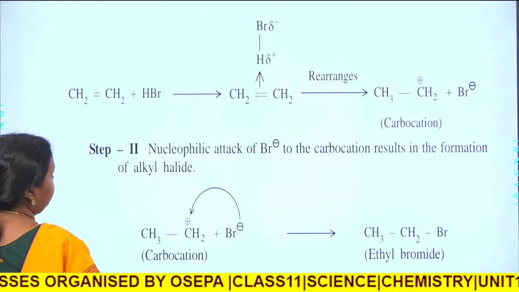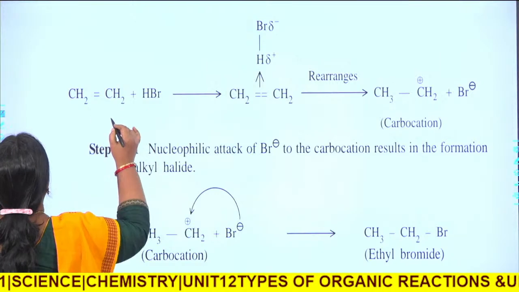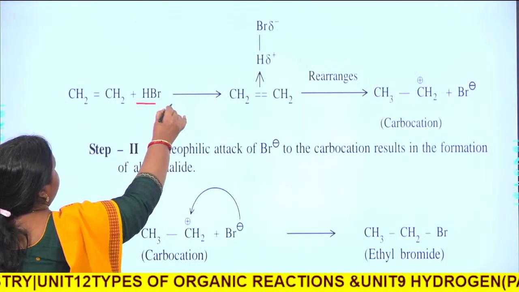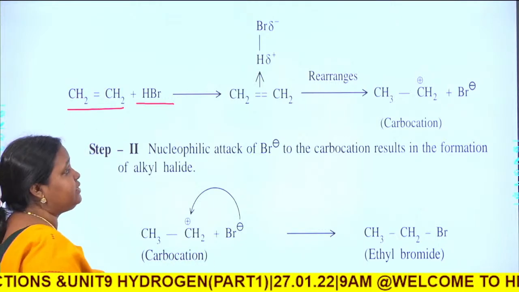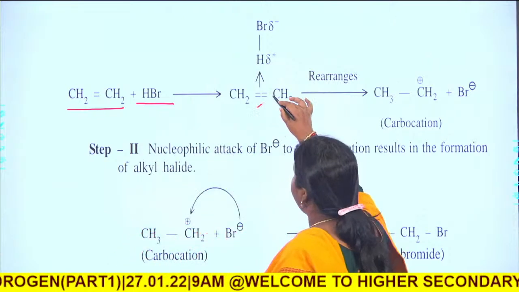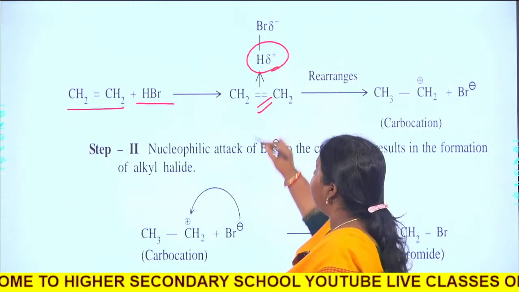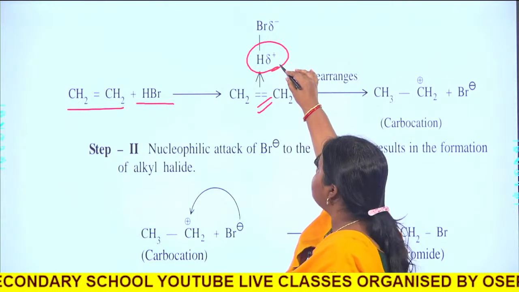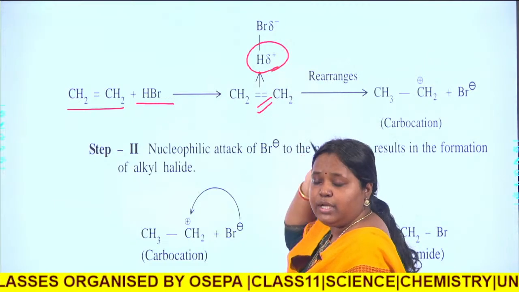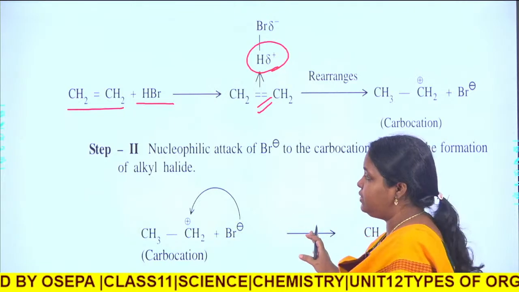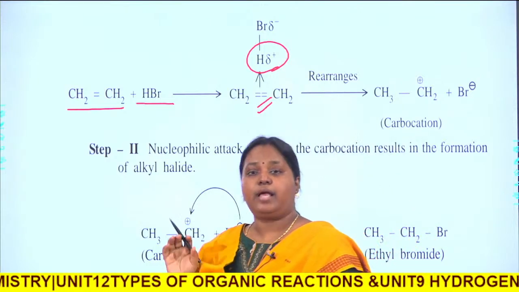Here is an example: addition of HBr to alkene. Look at the electron rich system. The pi electrons are attracting this H plus towards themselves. The pi electron system attracts the positive part of HBr, hence the name electrophilic addition reaction, and these are the reactions which we will study in detail in the alkene chapter.